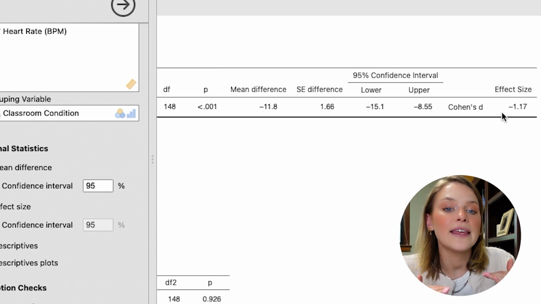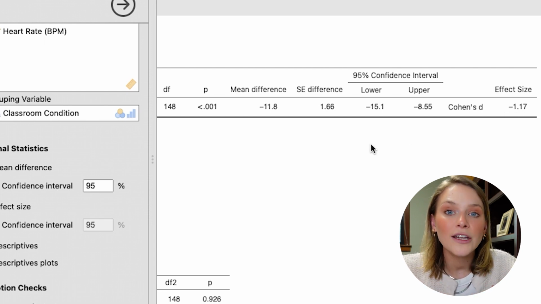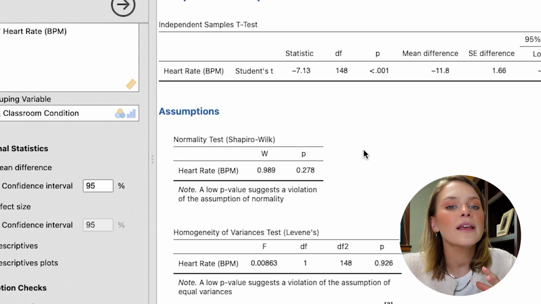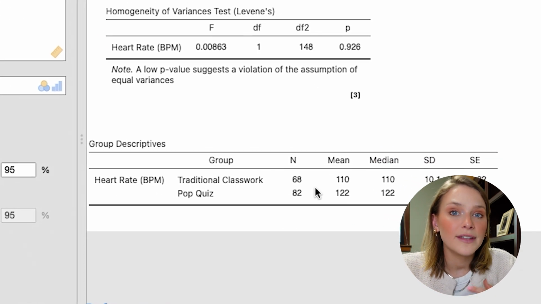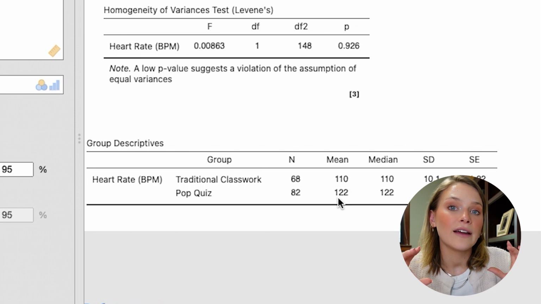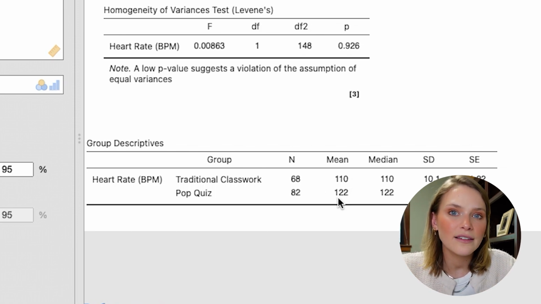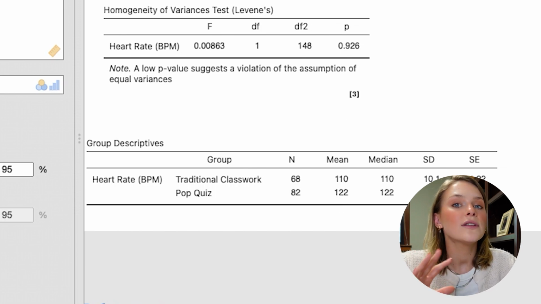Next, I want you to take a look at the effect size. So the effect size tells us more about the magnitude of the difference between the two groups, and it goes along really nicely with that mean difference. So for independent samples t-test, we view the effect size in Cohen's d terms, which is a standardized mean difference effect size, and Cohen's d is in standard deviation units. So the typical rule of thumb there is that Cohen's d of 0.8 and higher is considered a large effect size, and here we have a value of 1.17.